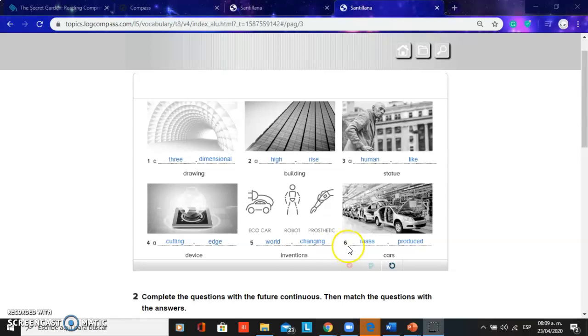And for the last one, okay, you have the clue course. So that means that we are talking about quantities, okay? So it can be about things that are manufactured or created in very large quantities, okay? As you can notice in the image, you have too many cars there. So the correct adjective that you need to use is mass-produced, okay?